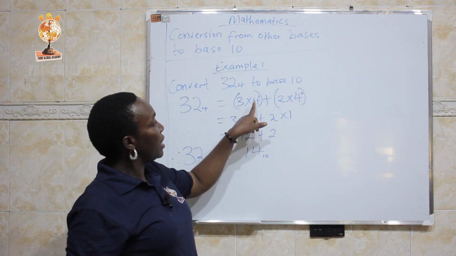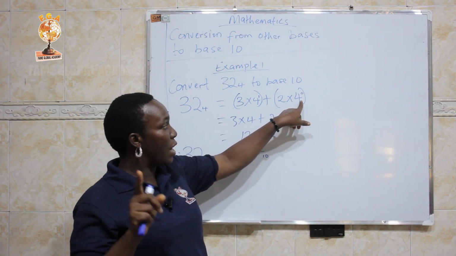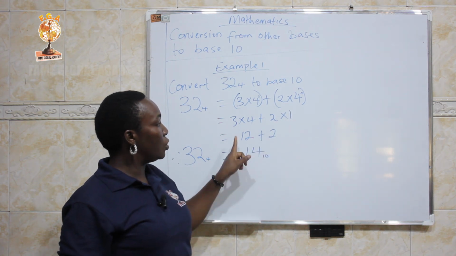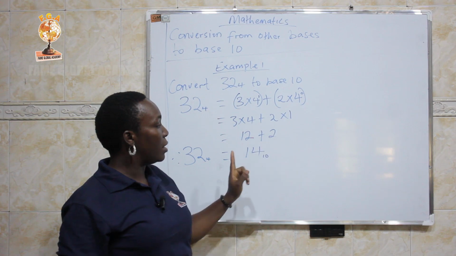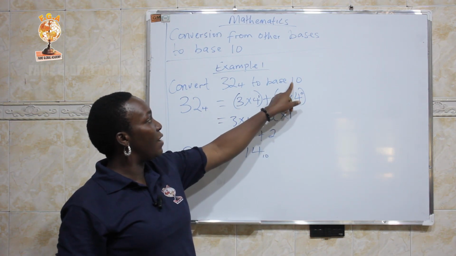So 3 times 4 will give you 12. 2 times 4 raised to the power of 0, which is 1, that will also give you 2. So 12 plus 2, that will give us what? 14. And remember to put your base.